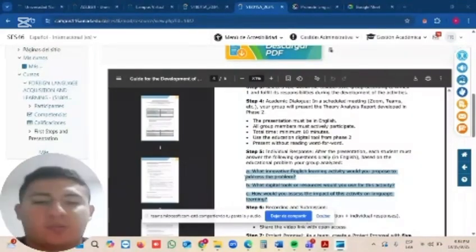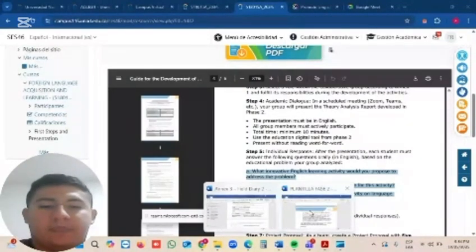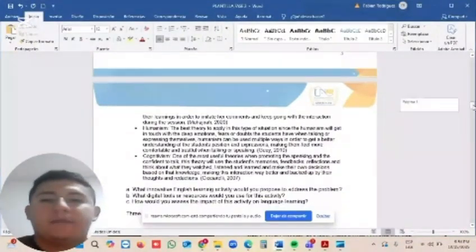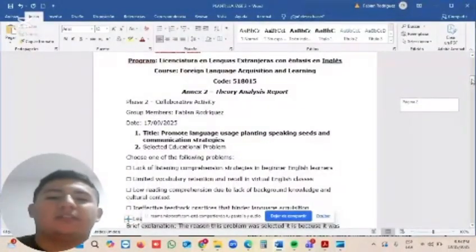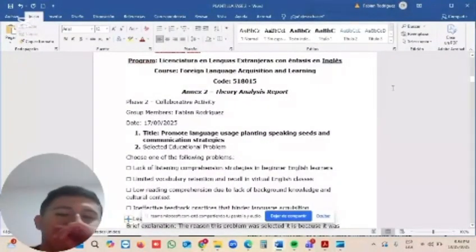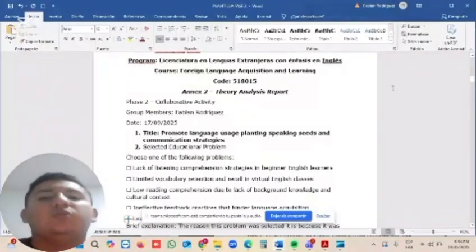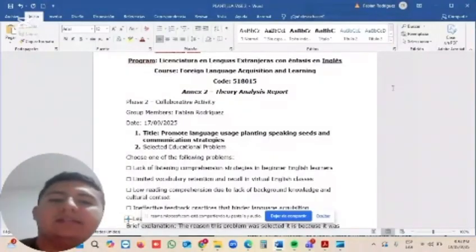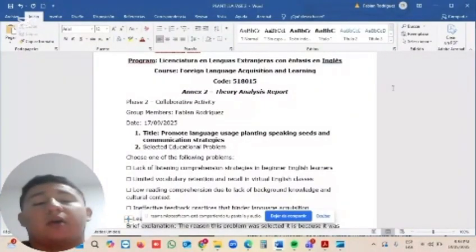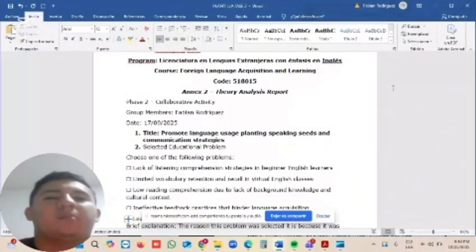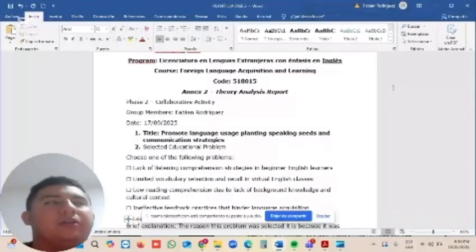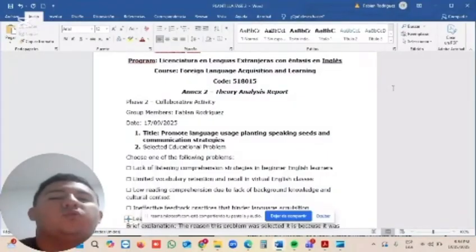My theory analysis report is right over here. Initially, we're just going to start with the title, which is promote language usage, planting speaking seeds, and communicating strategies. That was the title of my theory analysis report because that was the problem, the issue that I noticed going on during the classroom that I monitored.